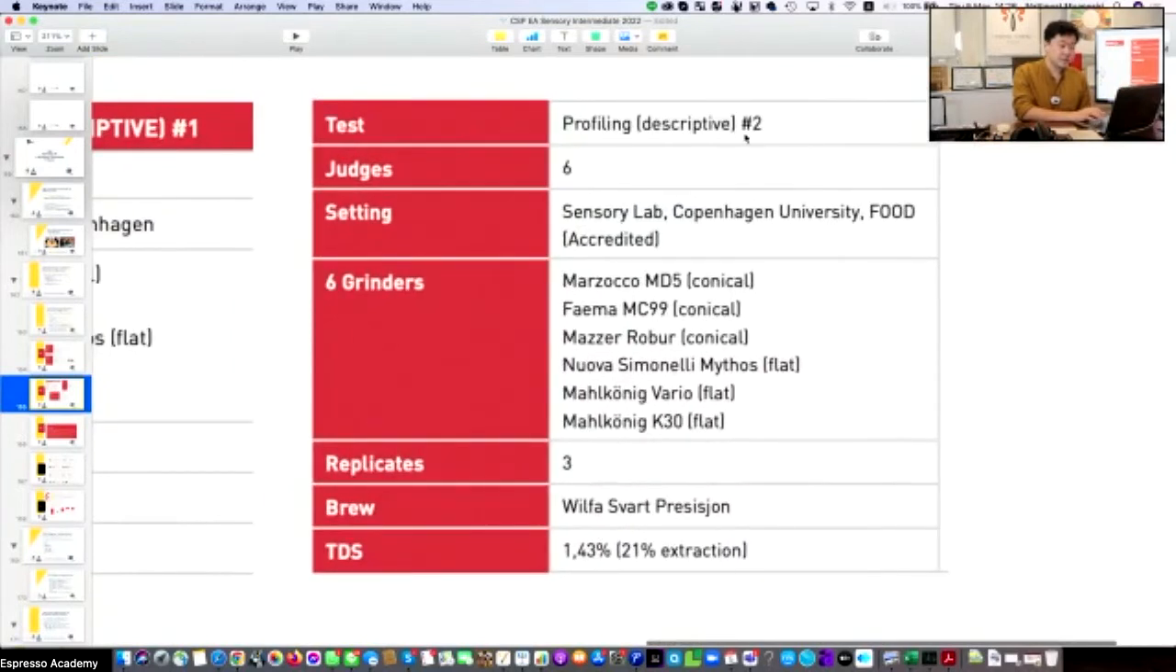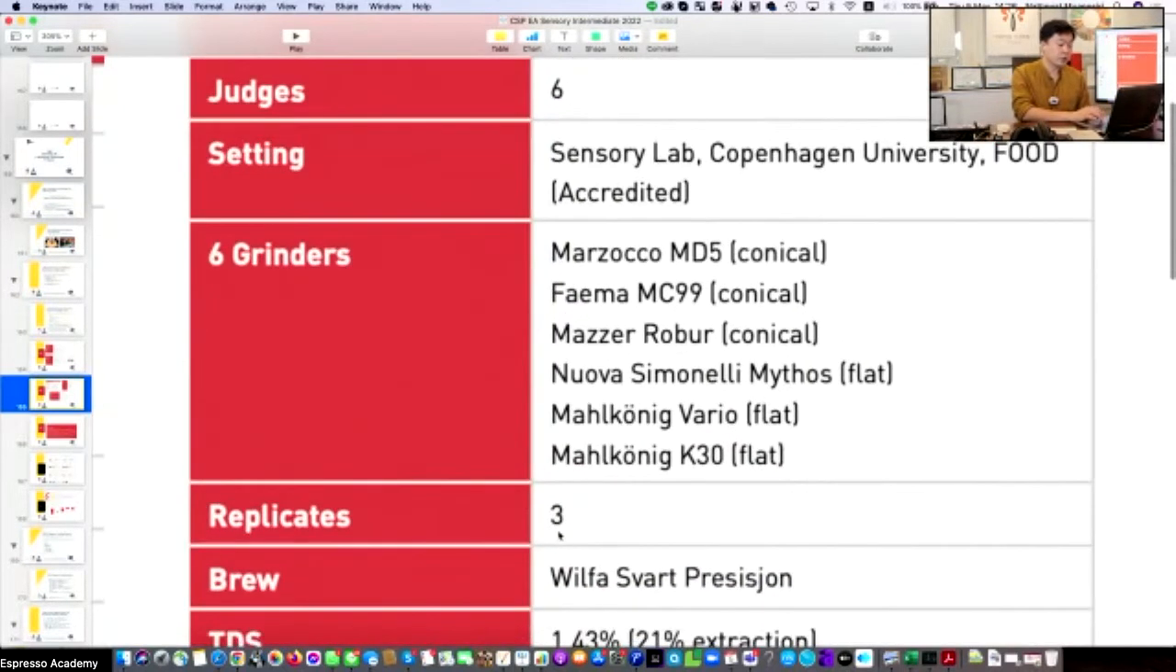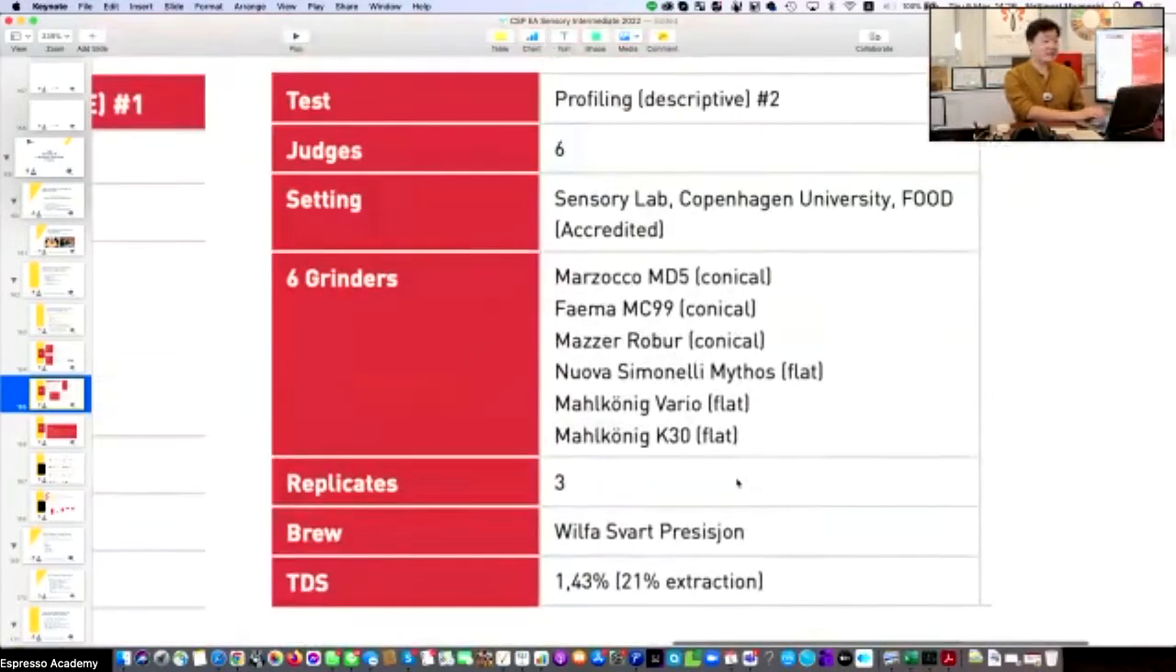Now they provide descriptive number 2, second level, second time. 6 judges do it 3 times. 3 times 6 judges, that means 18 times. With those 18 times, each time they cup 1, 2, 3, 4, 5, 6. So that is a lot of cupping just to confirm and describe the flavor again.